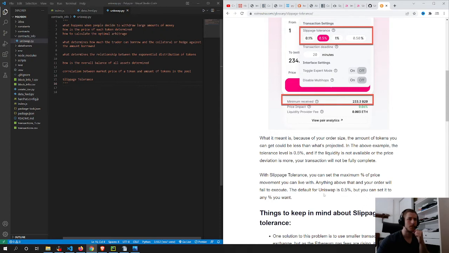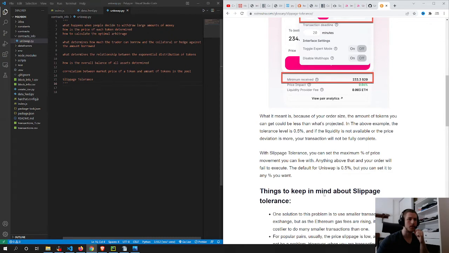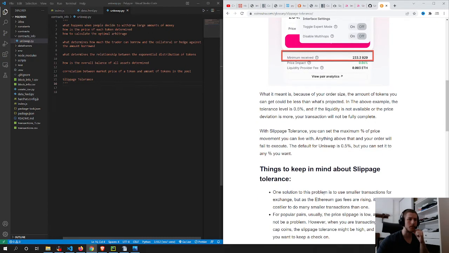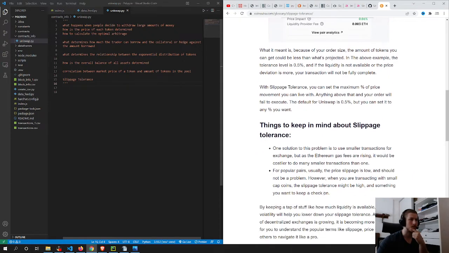With slippage tolerance, you can set the maximum percentage of price movement you can live with. Anything above that and your order will fail to execute. The default for Uniswap is 0.5%, but you can set it to any percentage you want. So tolerance for deviations of price or assets in the pool.